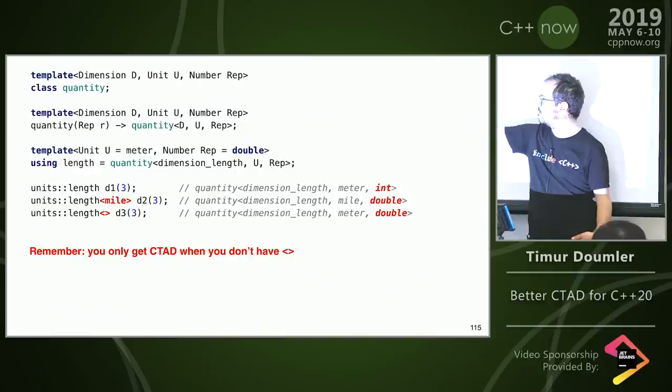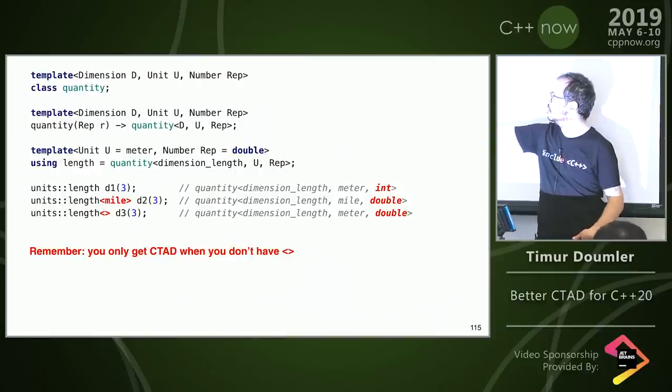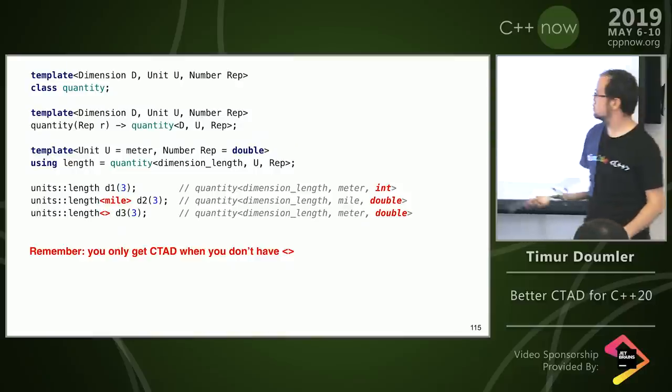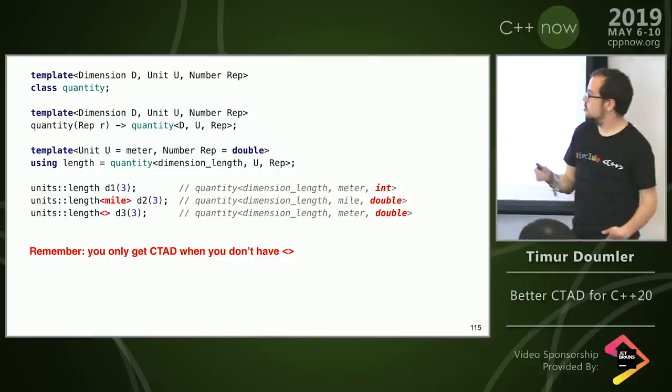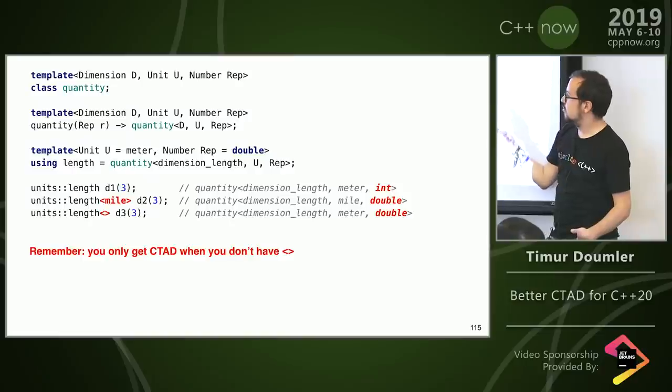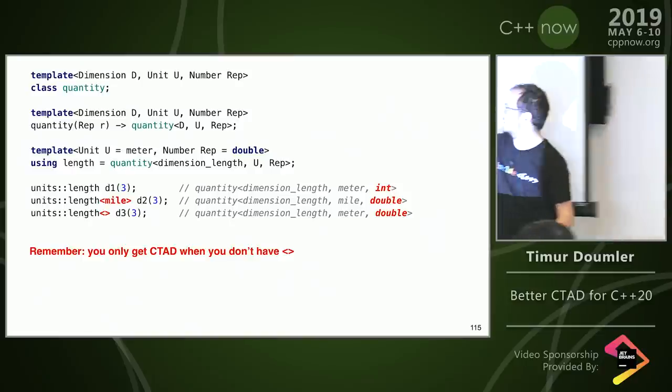Yes. Well, because you have this, you're not going to get any CTAD. And then it's going to deduce miles, length, and double. And then write without the brackets. If you write it without the brackets, you're going to get CTAD, and then you're going to get mile, length, mile int, because you wrote an int here.